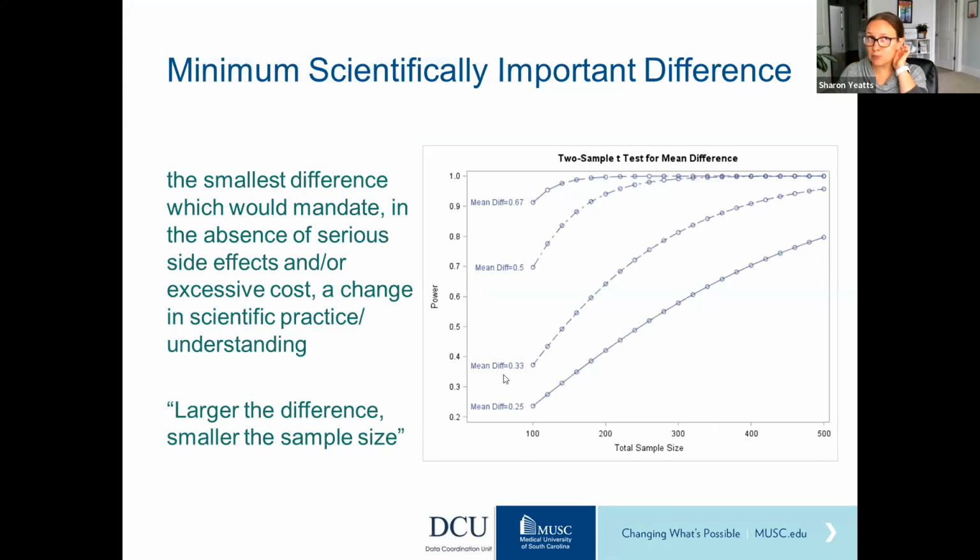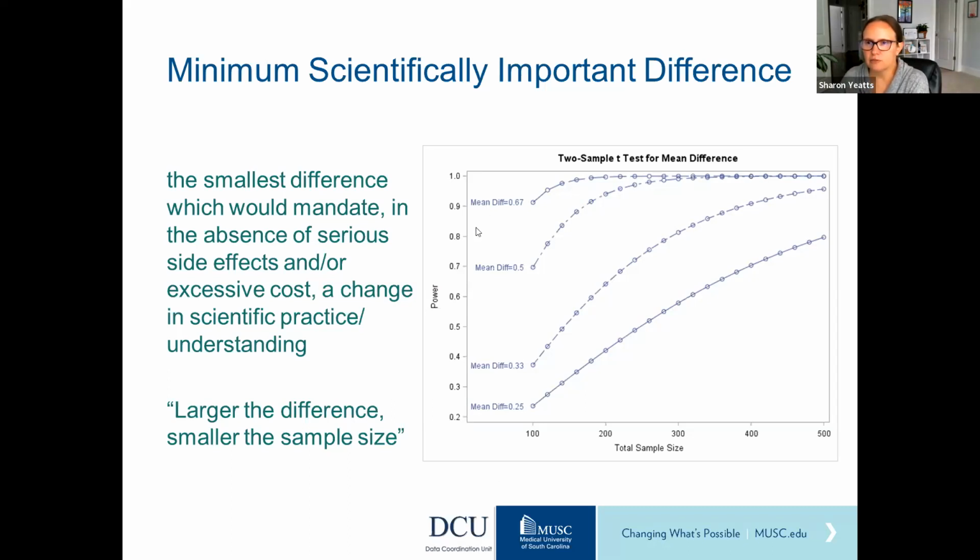Okay, the next piece that plays into the power and the sample size is the minimum scientifically or clinically important difference. And we define this as the smallest difference, which would mandate, in the absence of serious side effects or excessive cost, a change in scientific practice or understanding. Okay, there's a rule of thumb about this relationship that is the larger the difference, the smaller the sample size. It's a little bit simplistic because there are other things that play in, as we just talked about the alpha level. I'm going to talk a little bit about the variation in a minute.